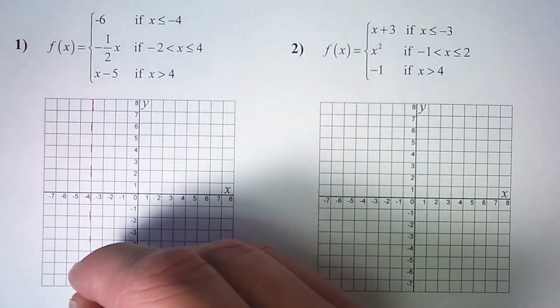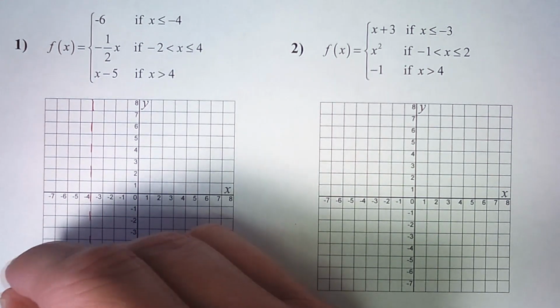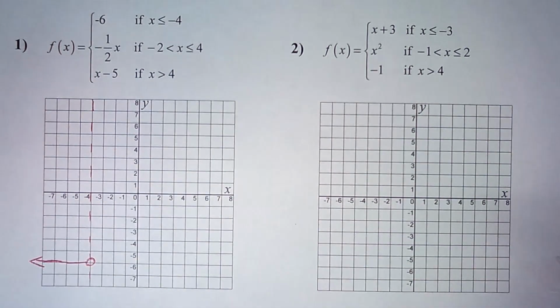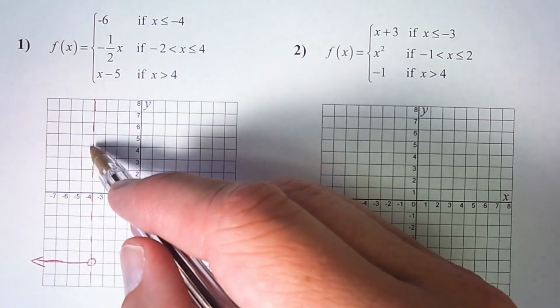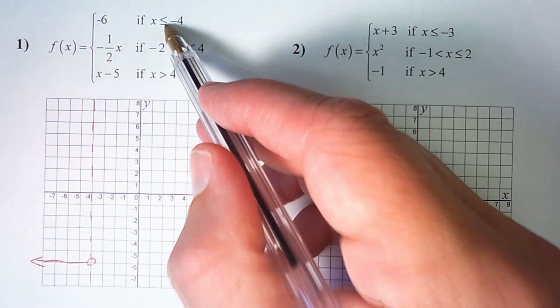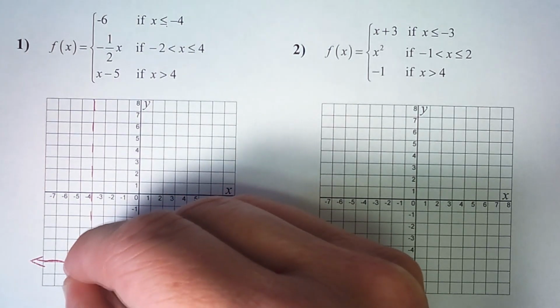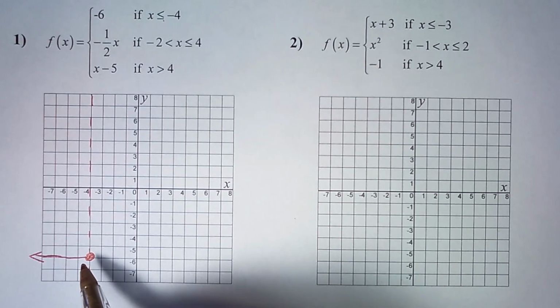And I'm going to put a little circle right there on the edge of that domain, and I can only graph to the left of that line where x equals -4. Now it does say less than or equal to, so I actually want to fill that in. Okay, so there's my first line. Y equals -6, but only for x is less than or equal to -4.